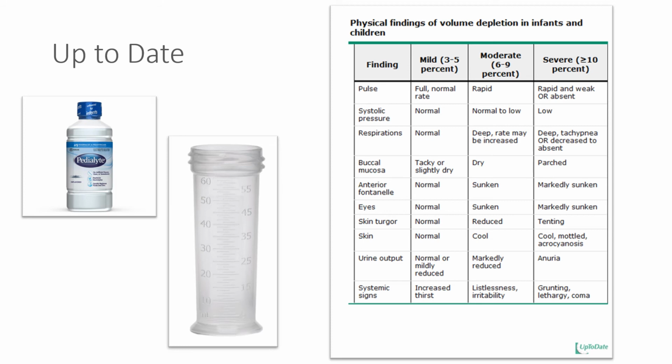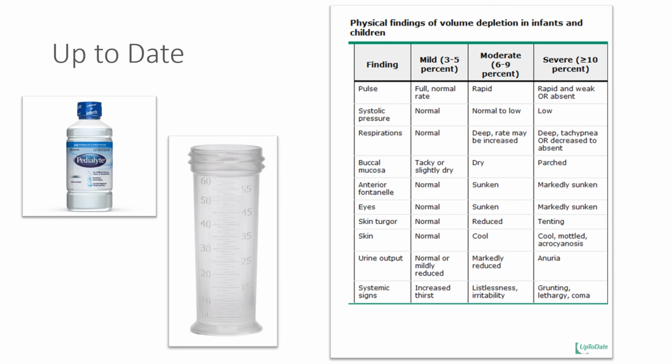So if we look at the patient's symptoms, we can see that our patient fell into the moderate because she was at the high end of moderate here. And so that means her pulse should be rapid, systolic blood pressure normal to low. Low blood pressure in kids, it's really a bad sign. Respirations are deep and could be an increased rate. She should look dry in the mouth. So as you can see, the buccal mucosa is one of the critical signs across here where you should see some change in every stage.